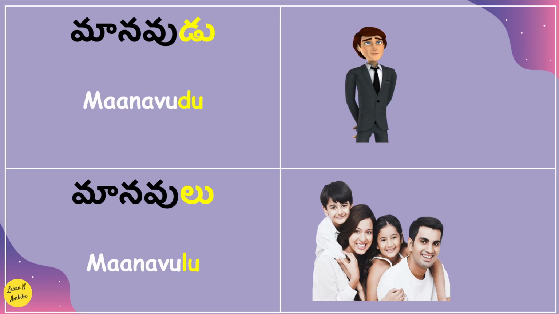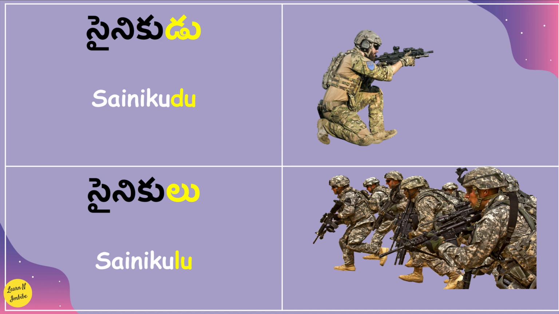Manavudu, which is a human being. Manavulu, which means more than one human being. So here you have replaced the suffix du with the suffix lu, thus changing a singular word to a plural word. Sainikudu, a soldier. Sainikulu, more than one soldier.